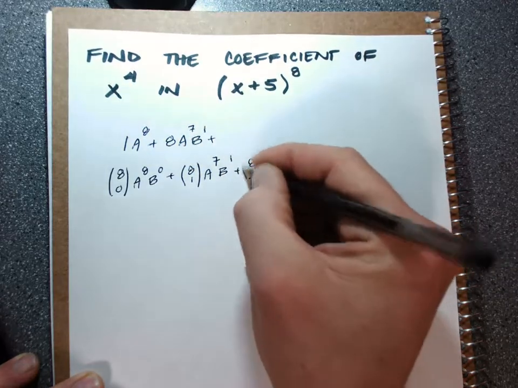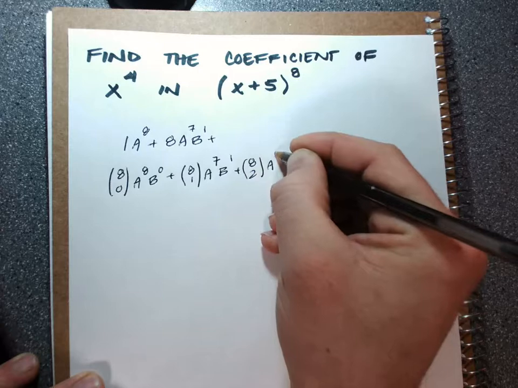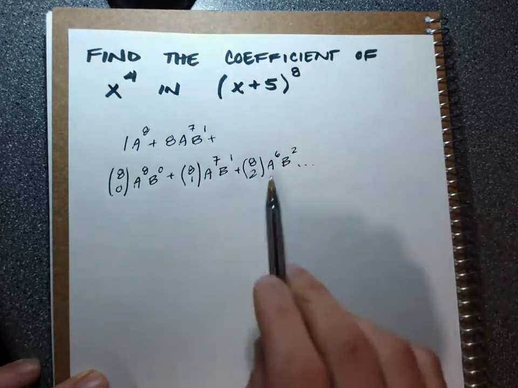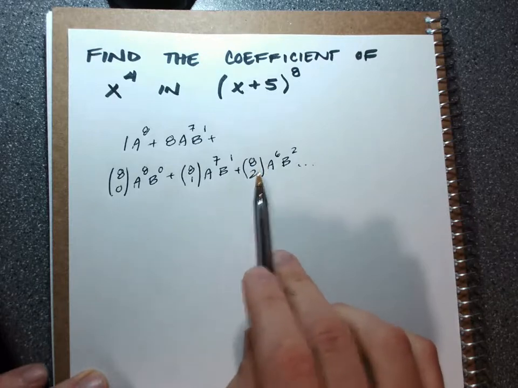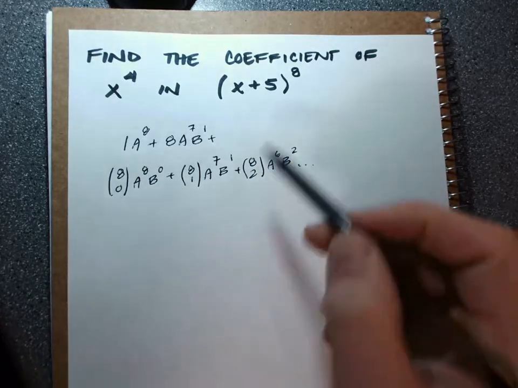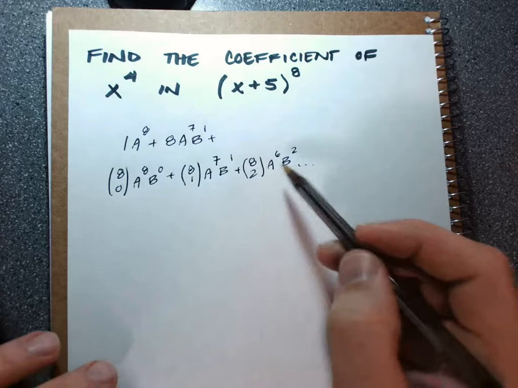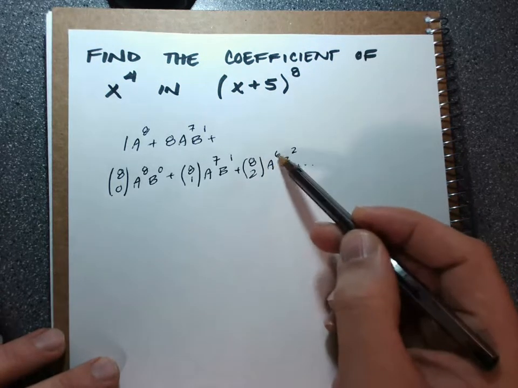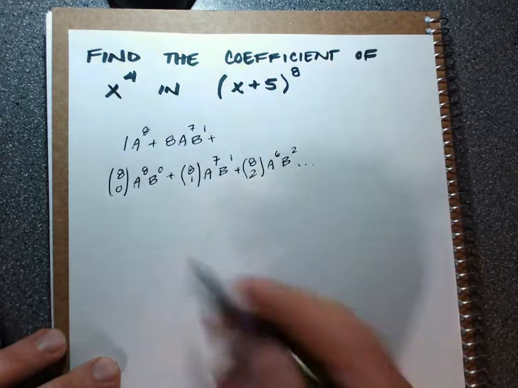And then I can predict what the next one's going to look like. a to the sixth and b squared and so on. And this matches up here. So if we're trying to find the one that has x to the fourth, that would be the one that is a to the fourth rather than x in my little example here.